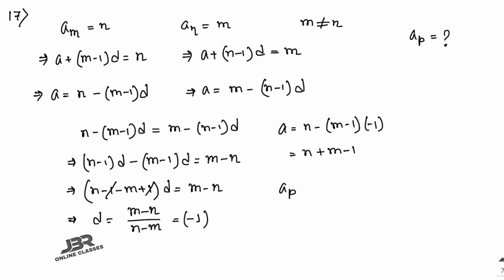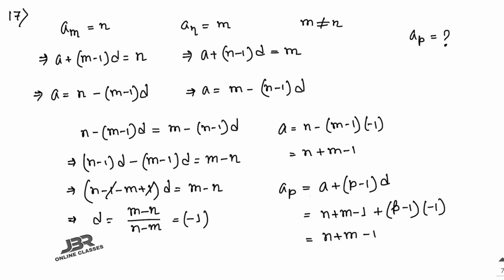So now ap will be a plus p minus 1 into d. So a means n plus m minus 1, and p minus 1 into minus 1. So that means n plus m minus 1 minus p plus 1. So minus 1 plus 1 cancels out, and your answer is n plus m minus p. That is your final answer.